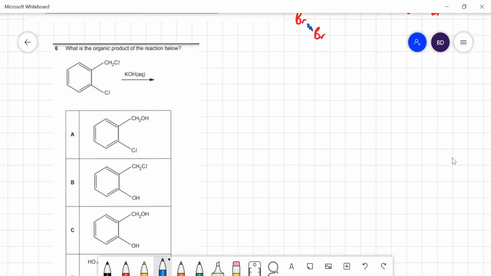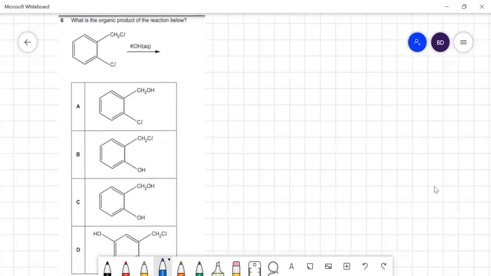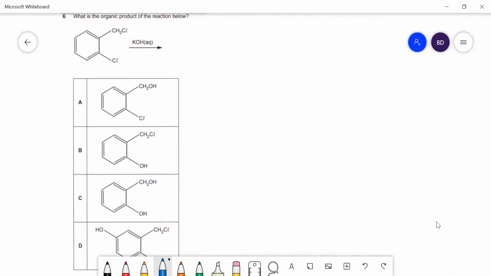Question 6. What is the organic product of the reaction below? Okay, so we have potassium hydroxide in aqueous solution reacting with that. Now, you will get nucleophilic substitution with this chlorine because it's attached to an alkyl group, but you won't get nucleophilic substitution with that because it's attached to the benzene ring. So we're just going to replace the top chlorine there. So the answer is A. That's what's going to happen there. The hydroxide can't react with the benzene ring. Obviously, D is wrong.